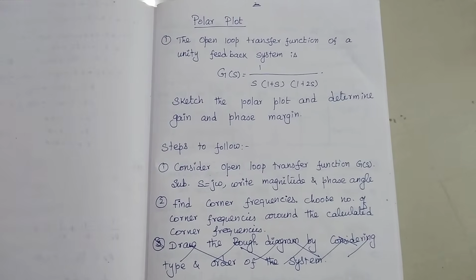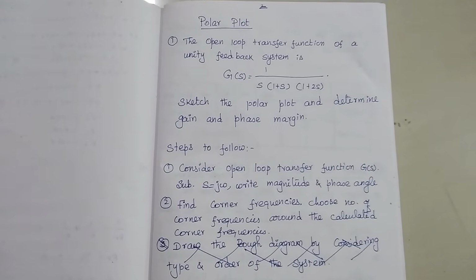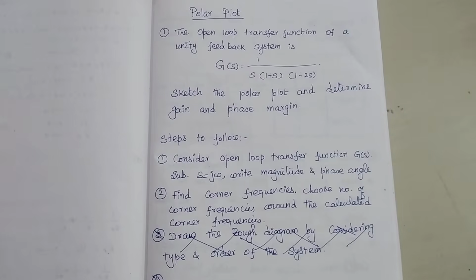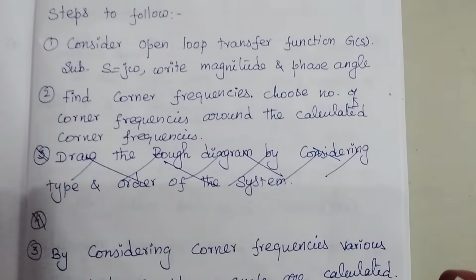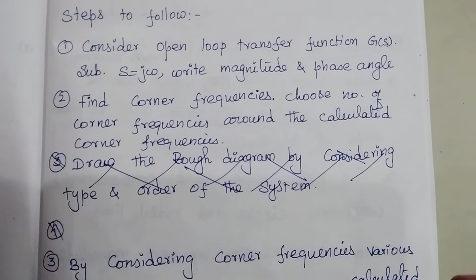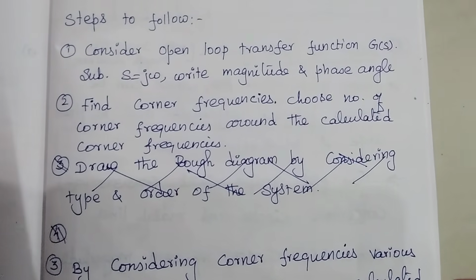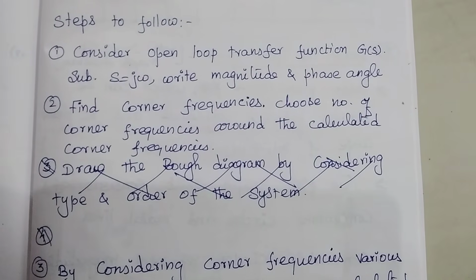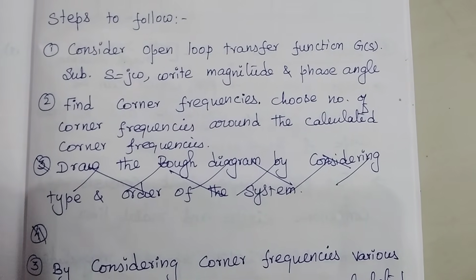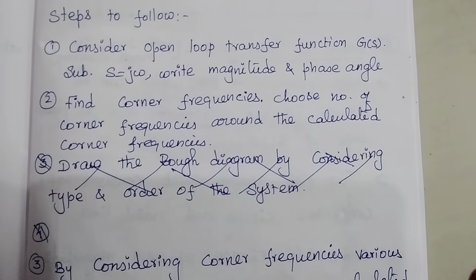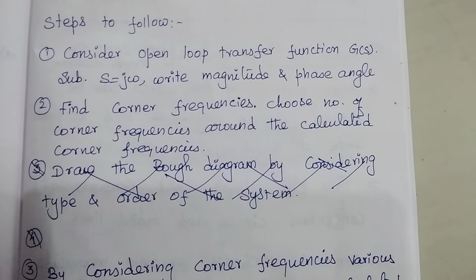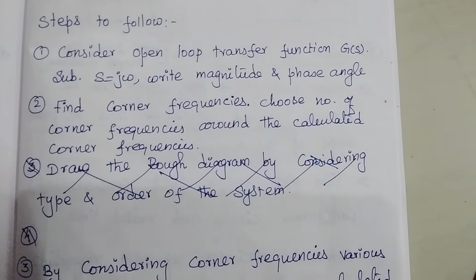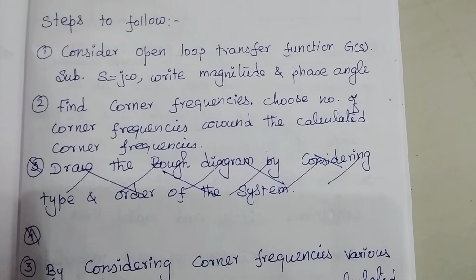In this video, I am going to explain polar plot with one example problem. Before proceeding to the problem, I just want to explain the steps you need to follow. Step 1. Consider an open loop transfer function G(s) given in a problem and substitute s equal to j omega, and write the magnitude and phase equation for the given open loop transfer function.